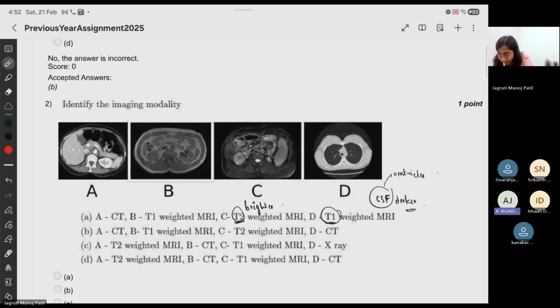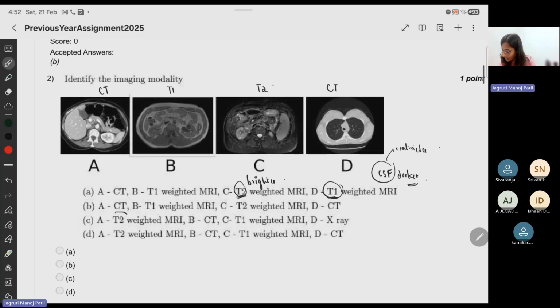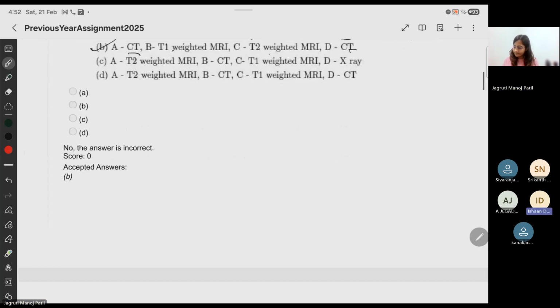A and D is CT, B is T1, and C is T2. Yes. So that's option CT, T1, T2. That's option B.